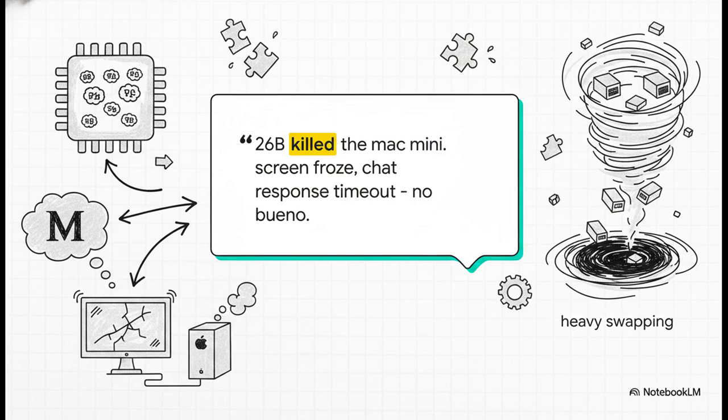But hey, a quick warning from the trenches here. A developer recently shared that running the 26B model on a 24GB Mac Mini with unified memory completely ate up 17 gigabytes. Once they hit it with concurrent requests, it caused heavy swapping and literally froze the entire screen. No bueno for sure. The takeaway? You absolutely have to size your models carefully based on your total system memory, not just the model's resting footprint.